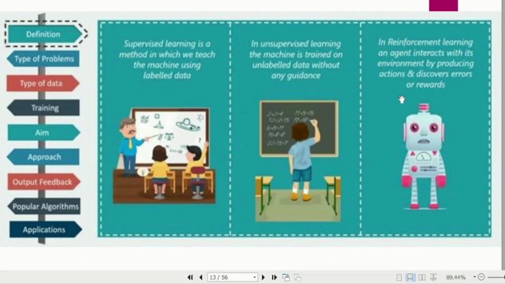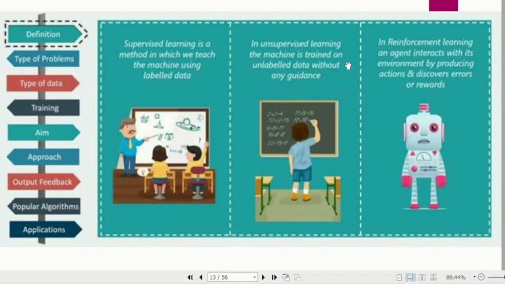It is a learning method in which an agent, which is basically you stuck on the island, interacts with its environment, which is the island, producing actions and discovering errors and rewards. And once the agent gets trained, it is ready to predict on new data presented to it. So this is all about reinforcement, the third type of learning.